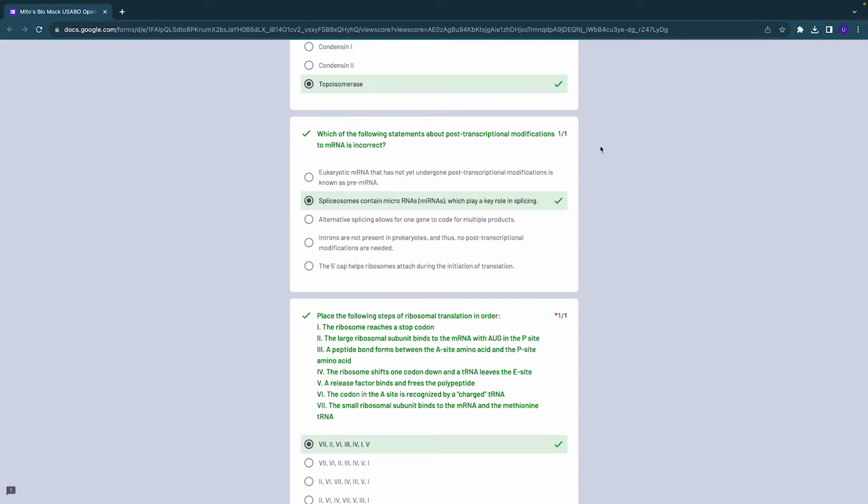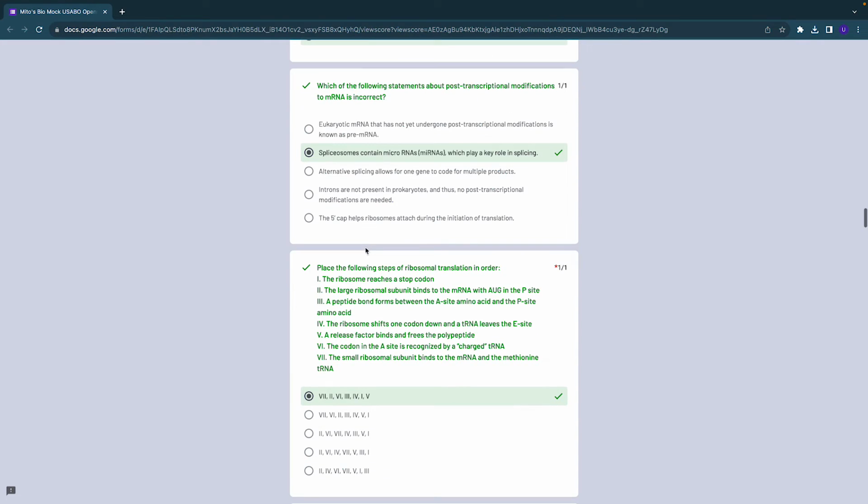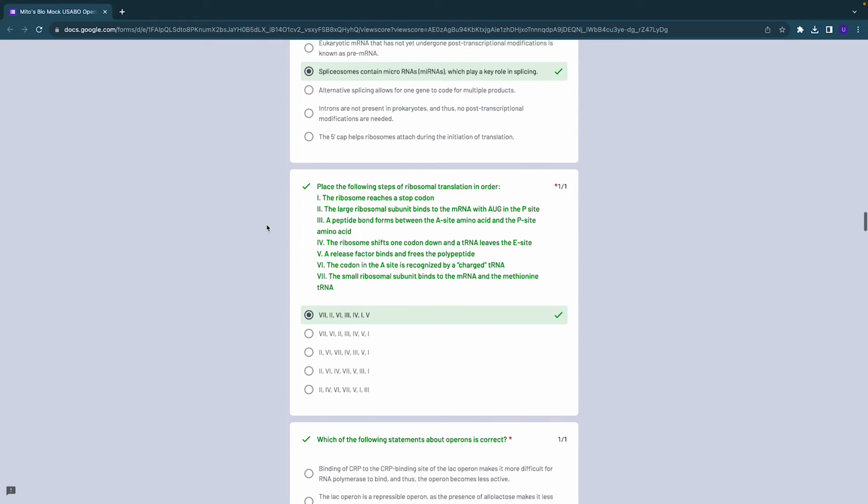Okay, so which of the following statements about post-transcriptional modifications to mRNA is incorrect? Just going to go through them. This is true, that's the definition of pre-mRNA. Spliceosomes don't contain microRNAs. They contain snRNAs. So that's what's wrong with this answer. Alternative splicing does allow for one gene to code for multiple products. And yeah, prokaryotes don't have introns. They don't have any post-transcriptional modification mechanisms that deal with that. And that is true about the 5' cap.